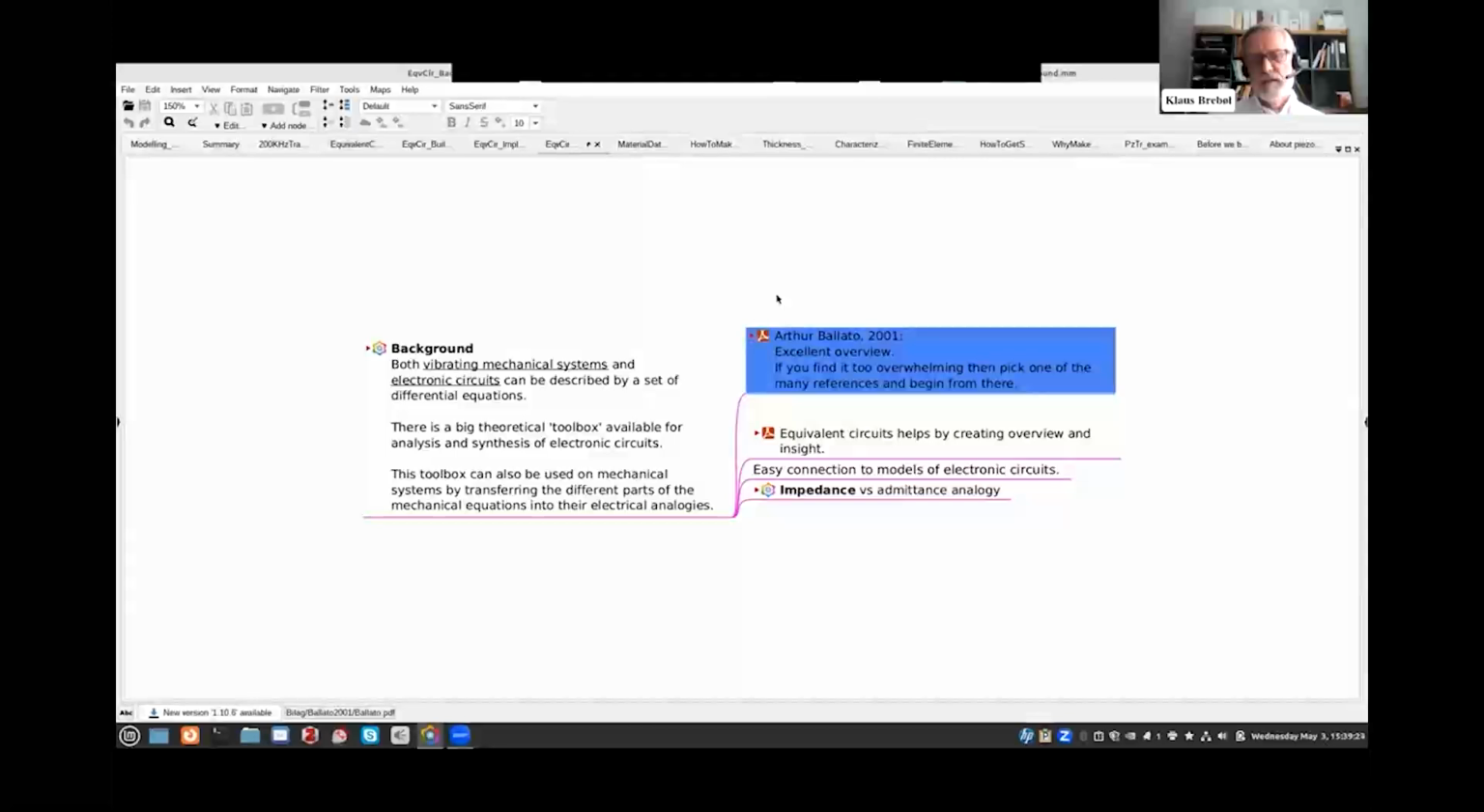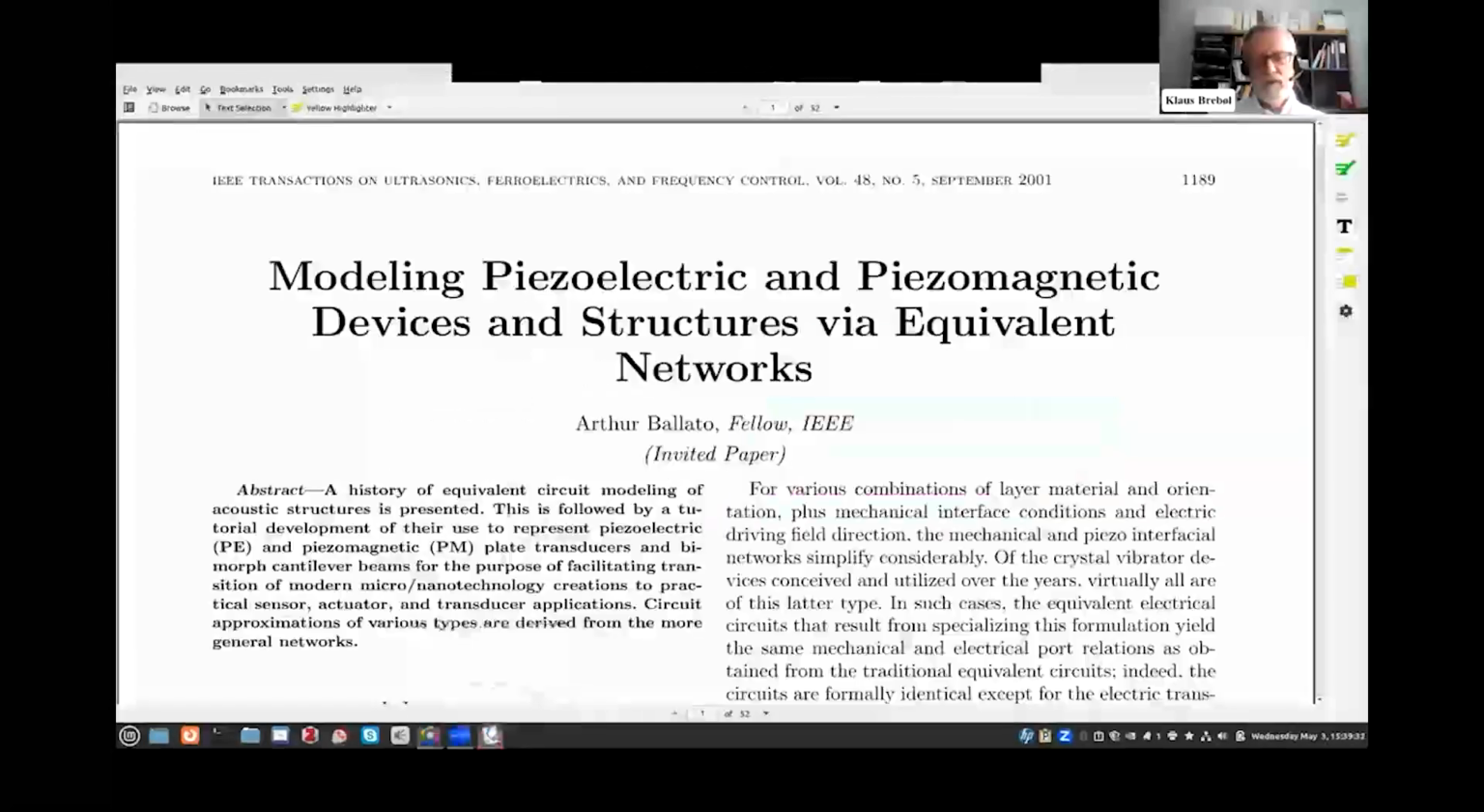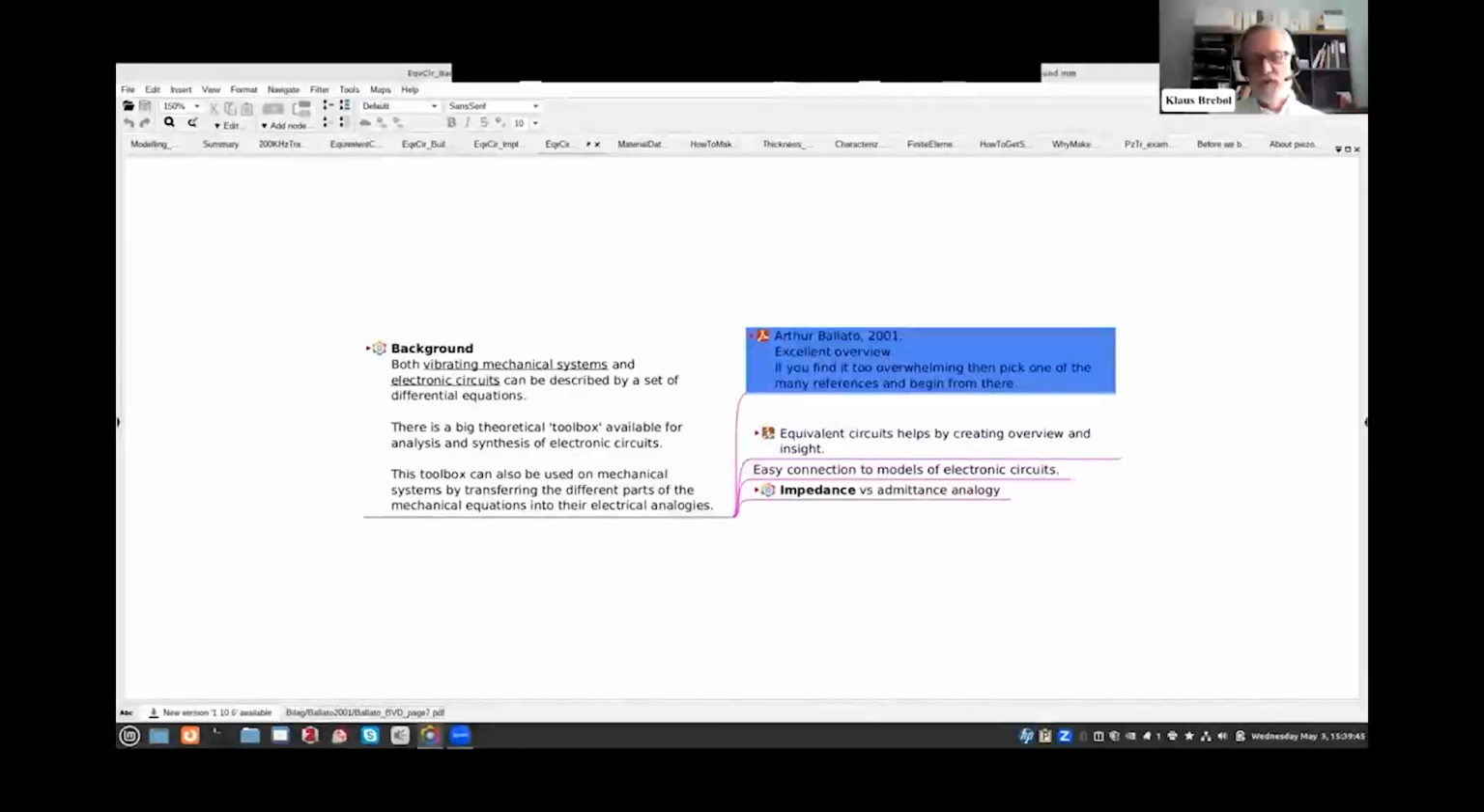There is an excellent paper written by Arthur Berlato from 2001. It covers a lot of the topic. You're not going to see it all here, but it's some 50-something pages, and it's for sure worthwhile to read. It may be a bit overwhelming, but I would like to show you one remark from this.